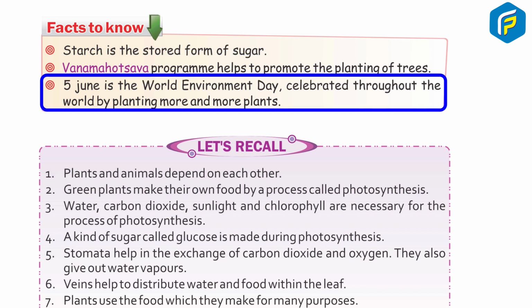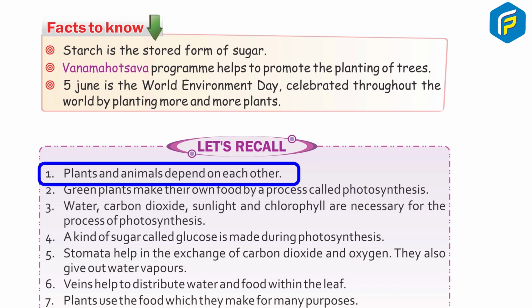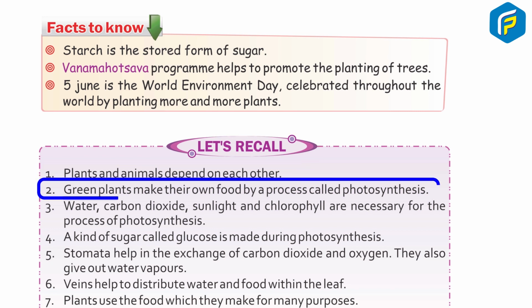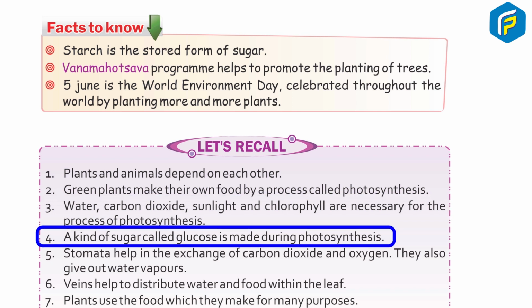5 June is the World Environment Day, celebrated throughout the world by planting more and more plants. Let's recall. 1. Plants and animals depend on each other. 2. Green plants make their own food by a process called photosynthesis. 3. Water, carbon dioxide, sunlight and chlorophyll are necessary for the process of photosynthesis. 4. A kind of sugar called glucose is made during photosynthesis.